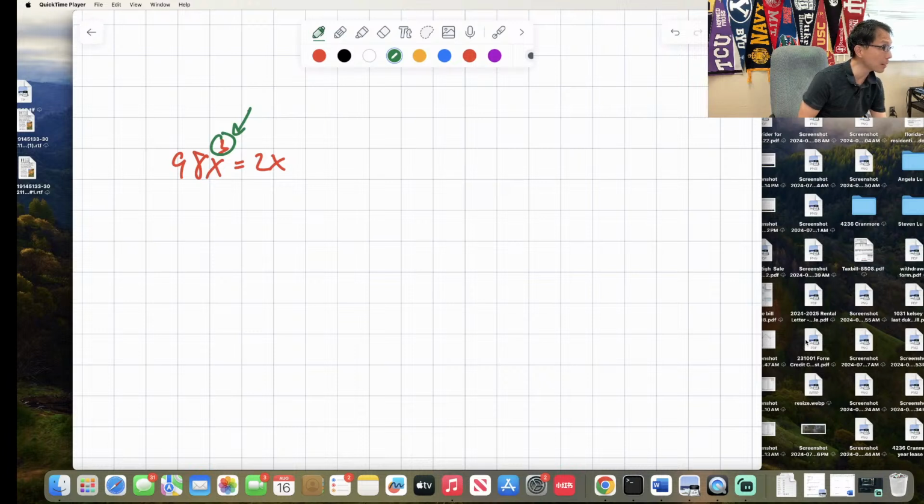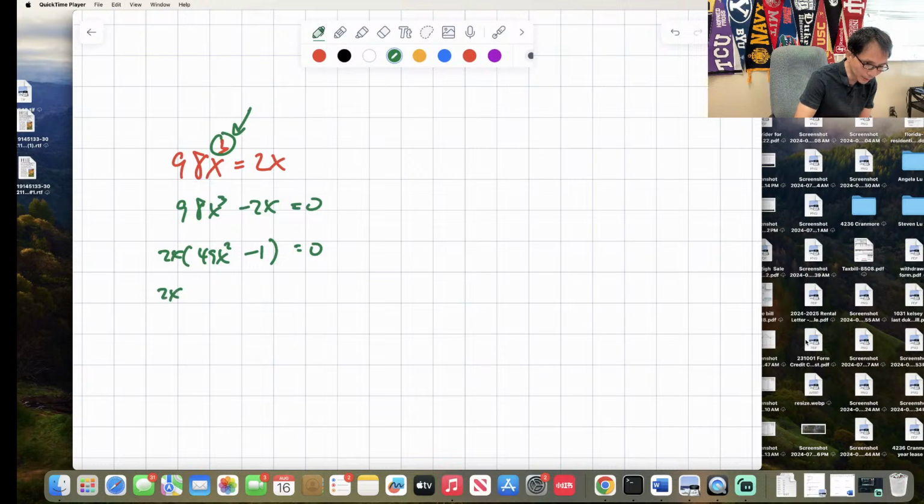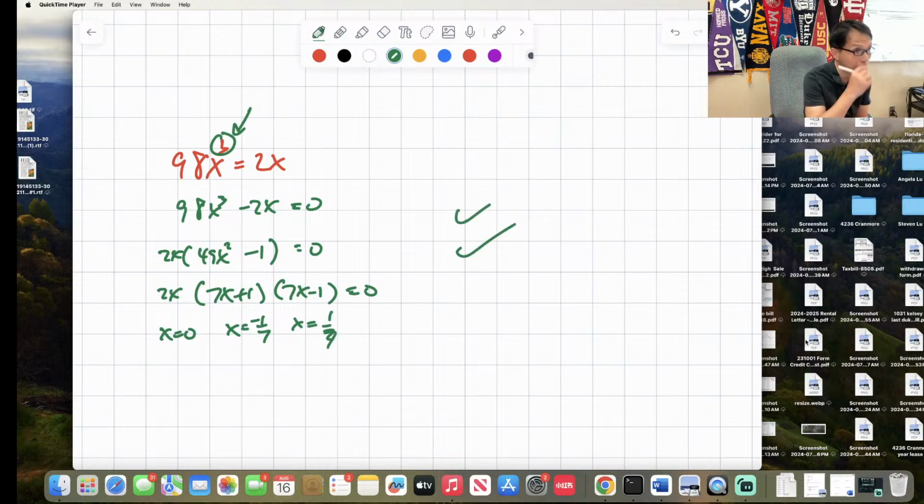If you divide both sides by x, you kill one of the answers, which is bad. Some of you killed one or multiple answers. You should factor out a 2x, which gives 49x squared minus 1 equal to 0. That gives 2x times (7x plus 1) times (7x minus 1) equal to 0. x equals 0, x equals negative 1 over 7, x equals 1 over 7. So you should get 2 check marks here.